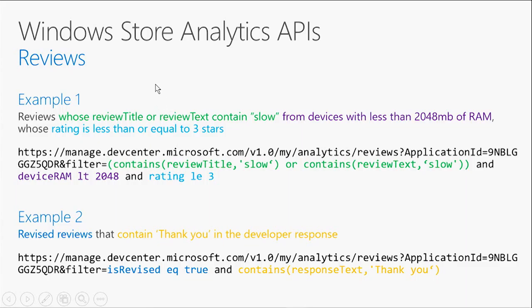Now, onto the Reviews API. As I mentioned, you can do text search over reviews. And the way you do that is by using this contains syntax. And in this example, I am getting back reviews that contain the word slow in the title or in the text. Now, I'm also using a couple of numeric comparison operators here to get back reviews written on devices with less than 2 gigs of RAM and also have a rating of less than or equal to 3.